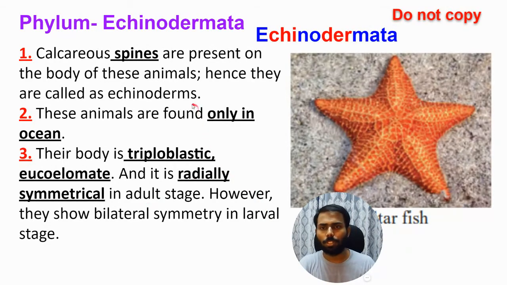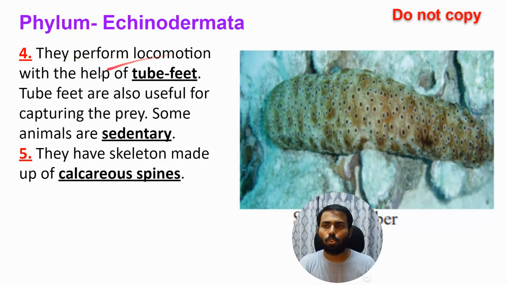ओके, नेक्स्ट, दे परफॉर्म लोकोमोशन विद द हेल्प ऑफ देयर ट्यूब फीट. तो उनके जो पैर है, फीट यानी पैर, उसमें ट्यूब्स होंगे. ओके, एंड लोकोमोशन यानी मूवमेंट. मूवमेंट कैसे होने वाला है? ट्यूब फीट से होने वाला है. ट्यूब फीट इज ऑल्सो यूजफुल फॉर कैप्चरिंग देयर प्रे यानी शिकार. शिकार को अगर पकड़ना होगा उसमें भी ट्यूब फीट काम में आ जाता है. Some animals are sedentary. Sedentary also we had seen the meaning of the word in our last learning session. Sedentary means पूरा टाइम बैठे रहना और not making much movement. That is called sedentary.